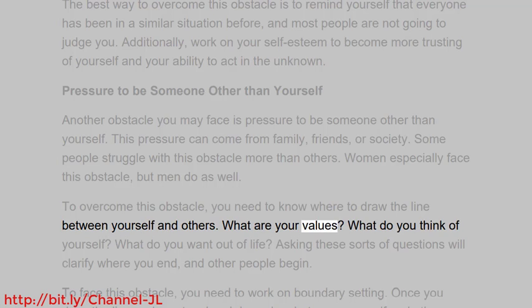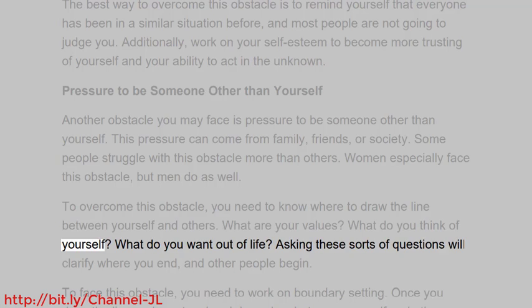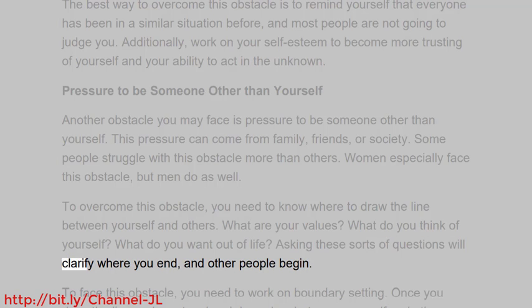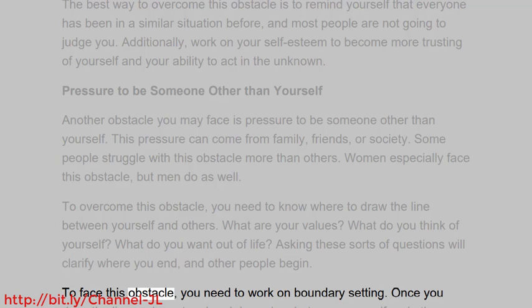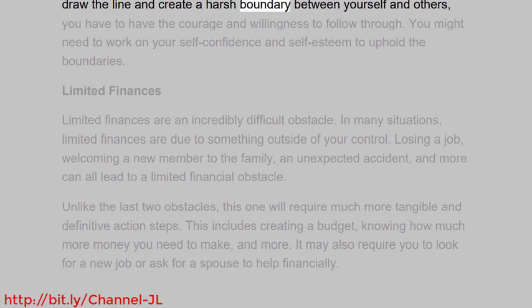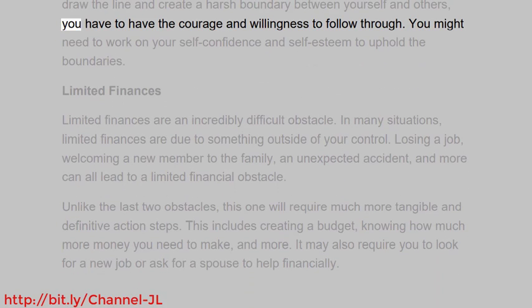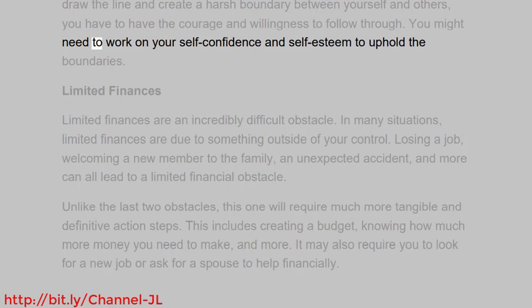What are your values? What do you think of yourself? What do you want out of life? Asking these sorts of questions will clarify where you end, and other people begin. To face this obstacle, you need to work on boundary setting. Once you draw the line and create a harsh boundary between yourself and others, you have to have the courage and willingness to follow through. You might need to work on your self-confidence and self-esteem to uphold the boundaries.